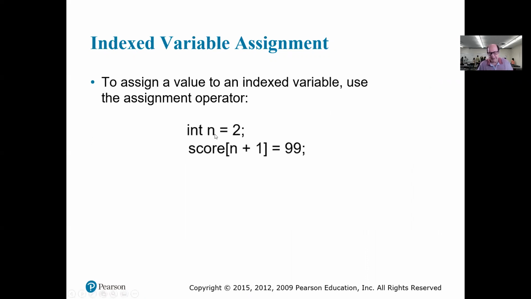So we can have it as a variable. In this case, I'm going to put 2 in the n. So n plus 1 is going to be 3. So it's going to put 99 in index 3, which is element number... If I have index 3, what element am I going to be changing? That would be element number 4.